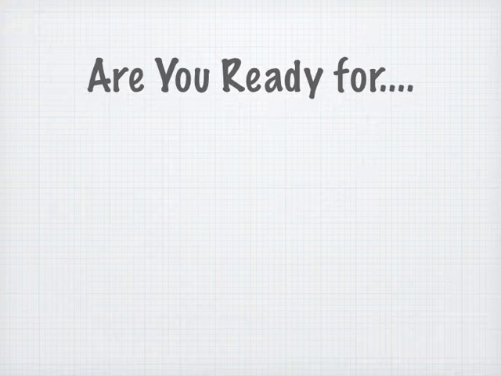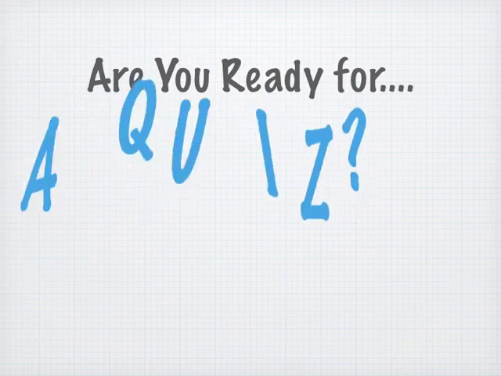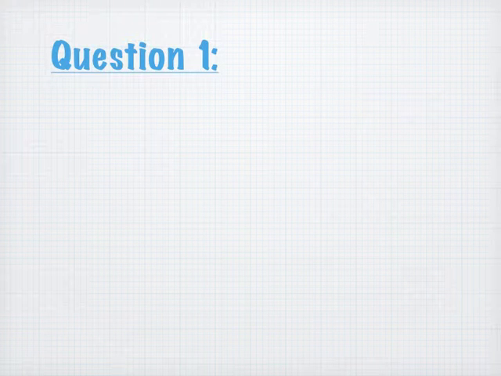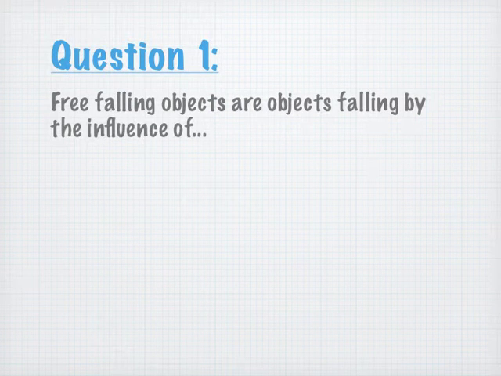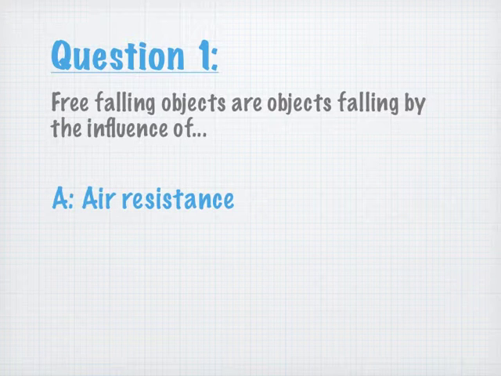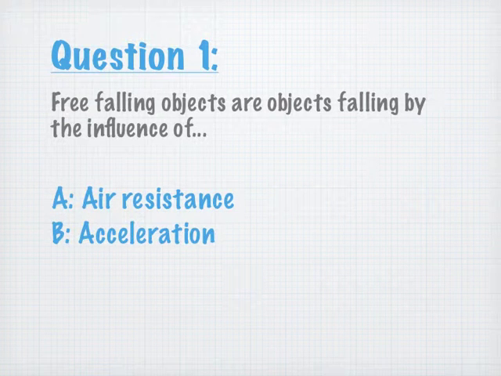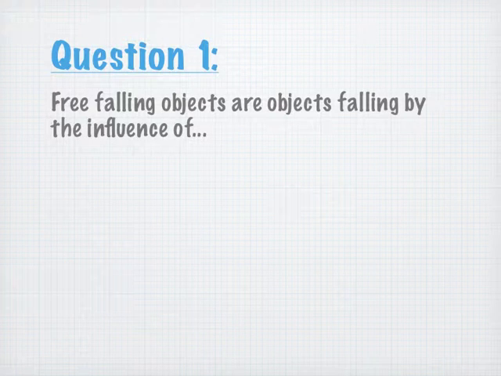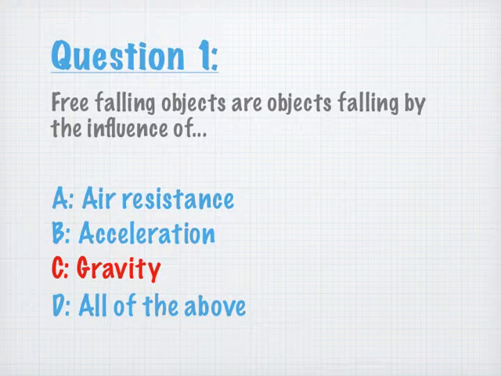Are you ready for a quiz? Question 1. Free-falling objects are objects falling by the influence of A. Air resistance, B. Acceleration, C. Gravity, or D. All of the above. You have 5 seconds to make your choice. And the answer is gravity.